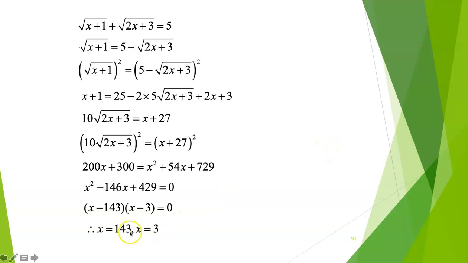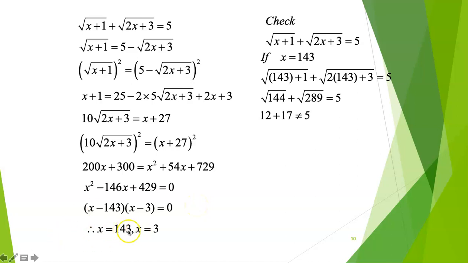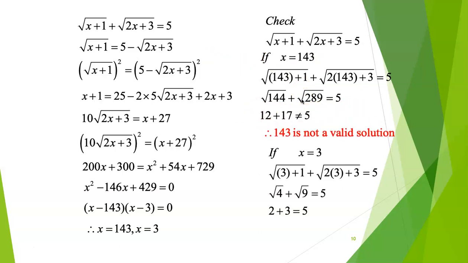So checking, I'll take the first one, x equals 143. Once I get x equals 143, I substitute it. I don't get the two sides the same, because 12 plus 17 does not equal 5. That means 143 is not a valid solution. Now let's check the 3. So I've got the 3, yes, I got 5. That means the only solution for this equation is 3, not 2 solutions. Only one solution, which is 3.